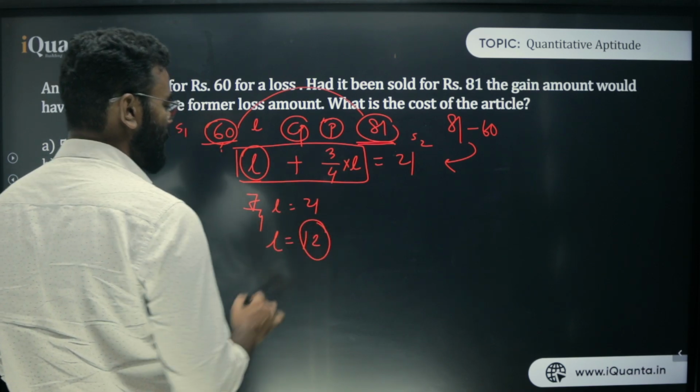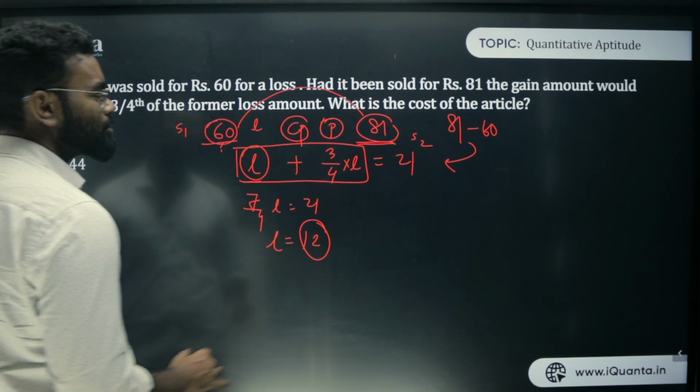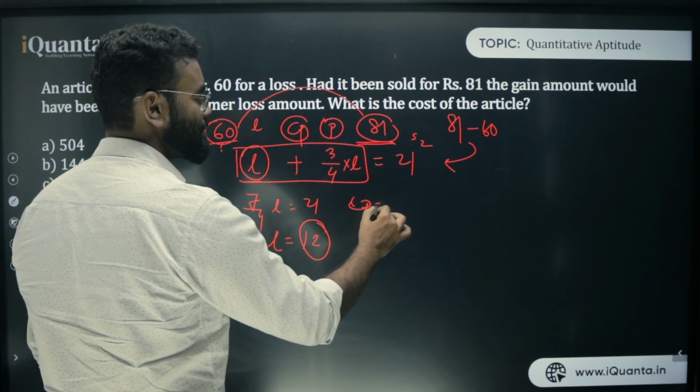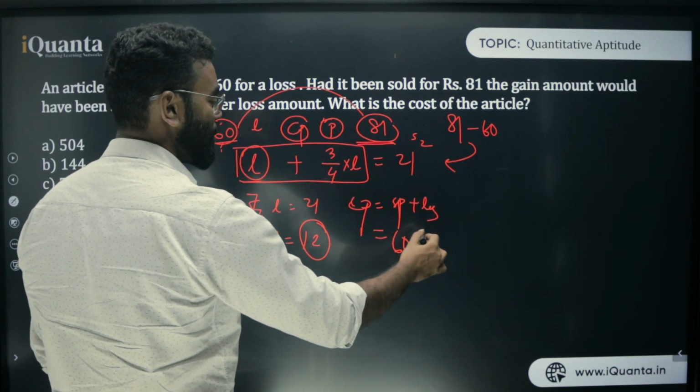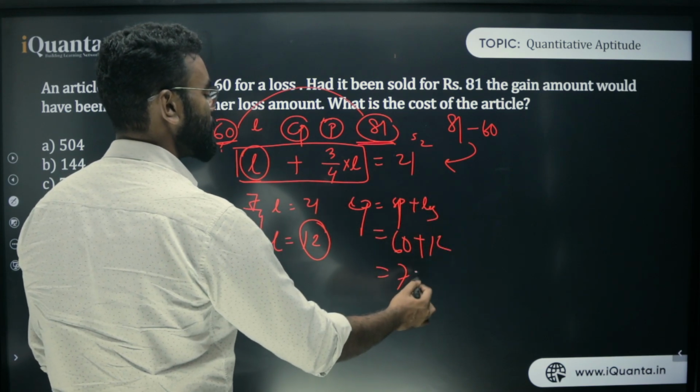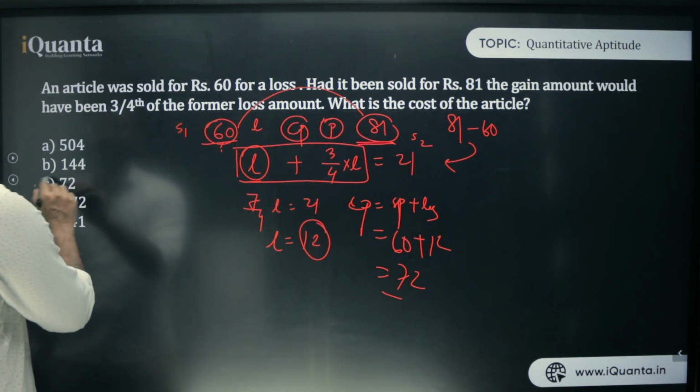L is 12. Now if the loss is 12, what is the cost price? The cost price is basically selling price plus loss. So the selling price is 60, the loss is 12, so your answer is 72. So hence your answer is 72.